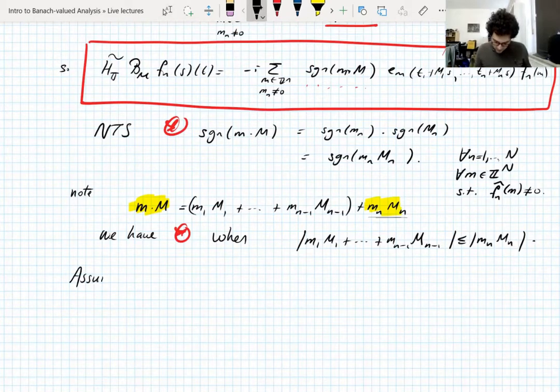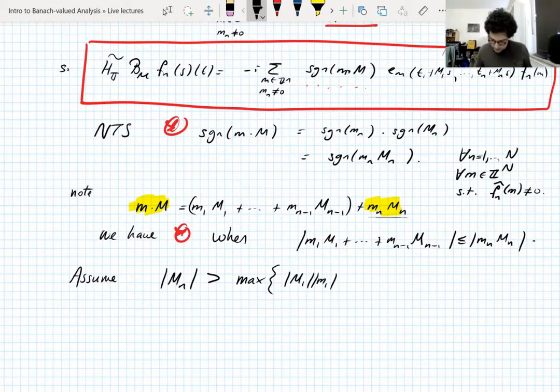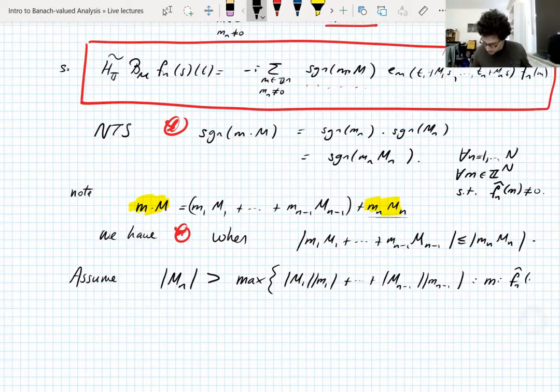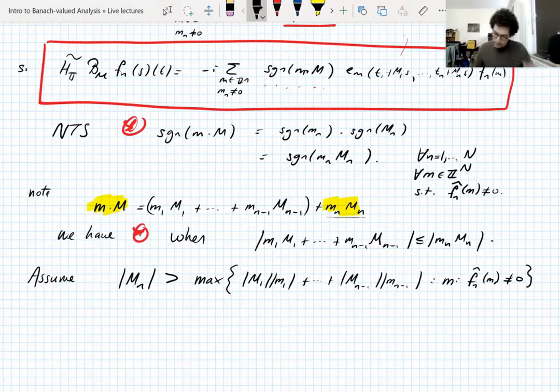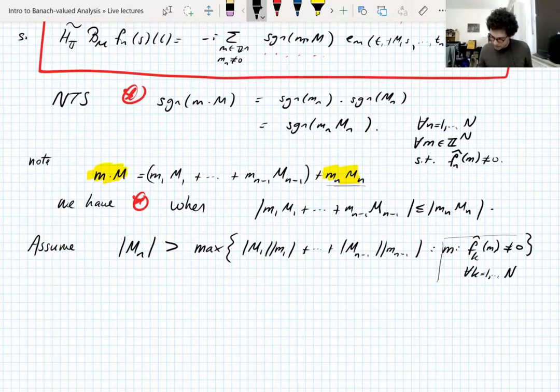So let's assume that M sub n in absolute value is greater than the maximum of this thing here, where you take this over all M such that the Fourier coefficients of F sub n of M don't vanish. I think I just need this for the one n. If that's not enough, let's just be really cautious and say F_k for all k equals one up to n. We can do this, that doesn't hurt us at all. And this set of M's here is finite. So this maximum here is also finite. So we can choose M sub n large enough to make that true.